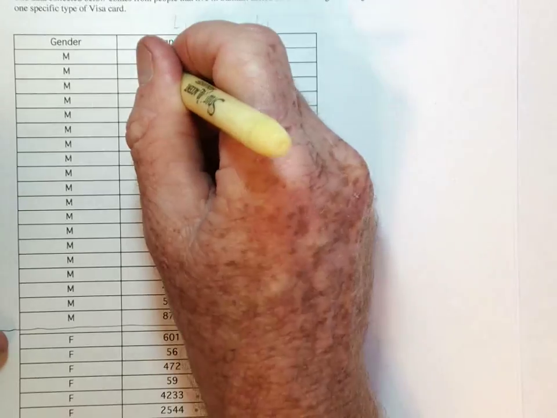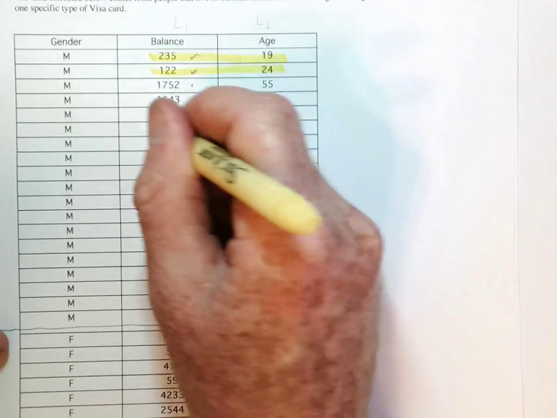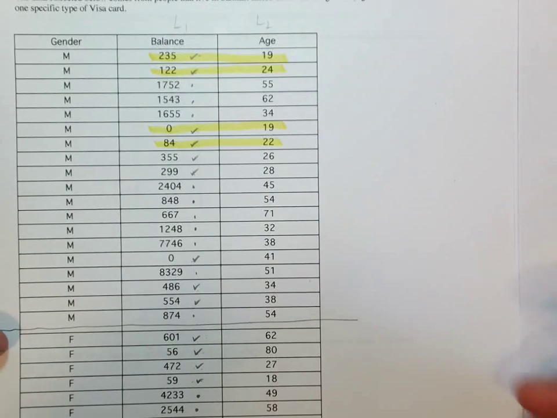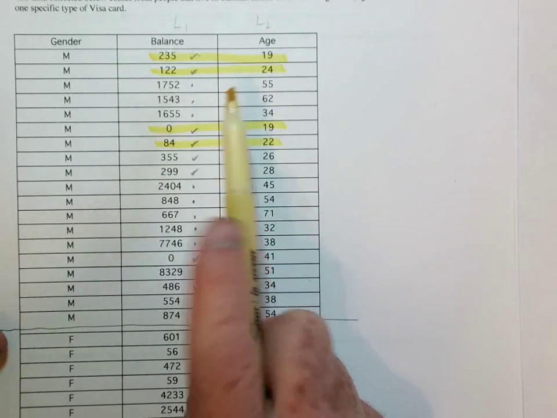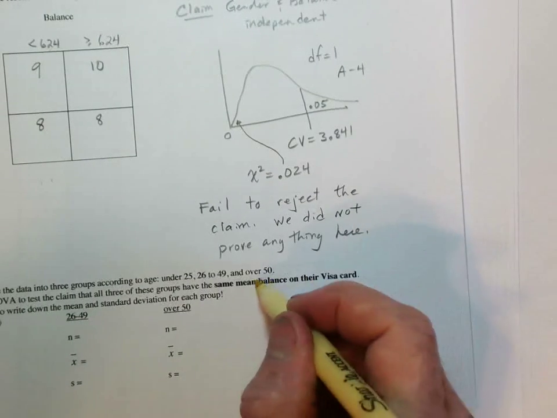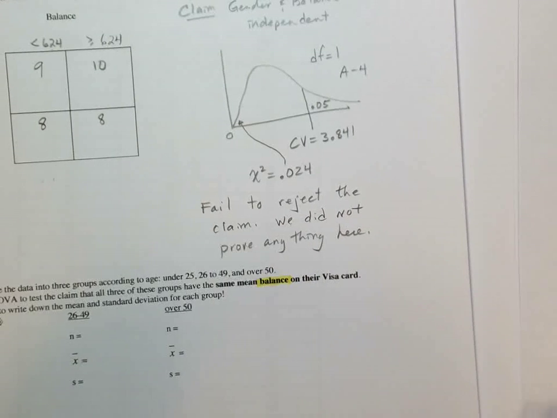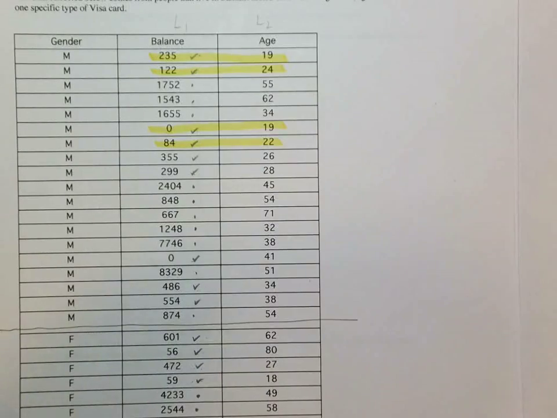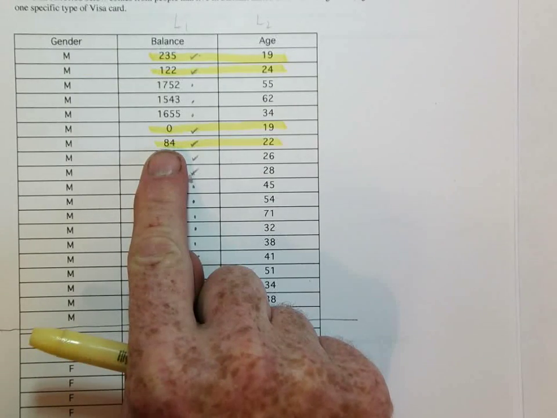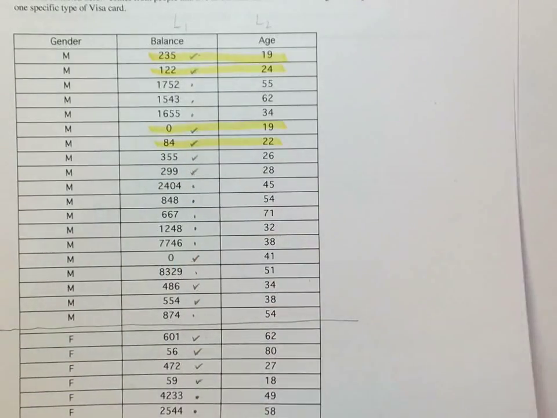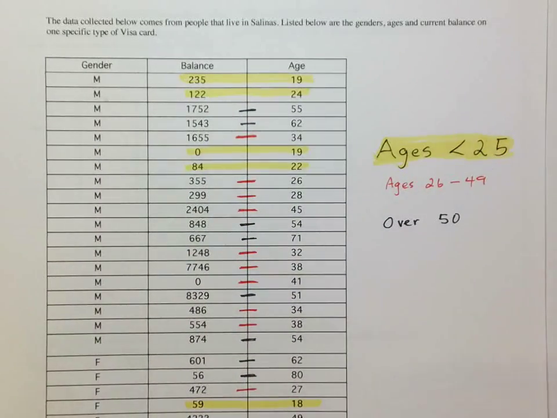That person's 19. This person is 24. This person is 19. This person is 22, etc. Notice that I'm highlighting all the way across because the question is actually about the balance on their Visa card. So I'm using their age to put them in different categories, but then the question is going to be about how much they owe on their Visa card. So just go through and highlight, and to save some time, I already did all of the highlighting.